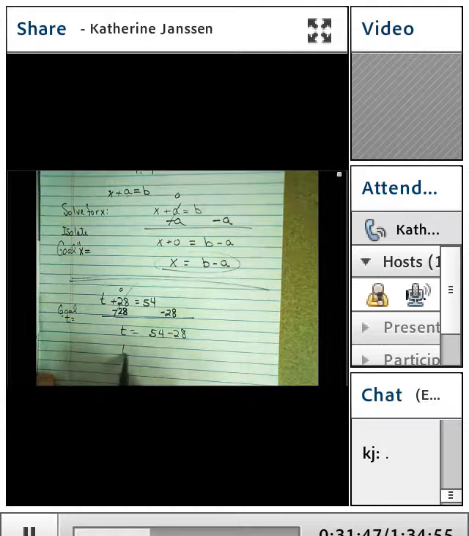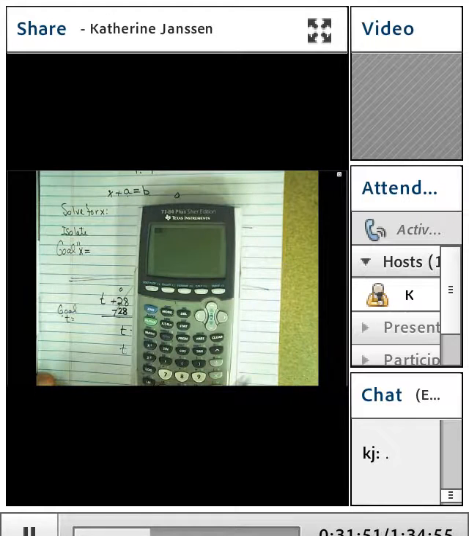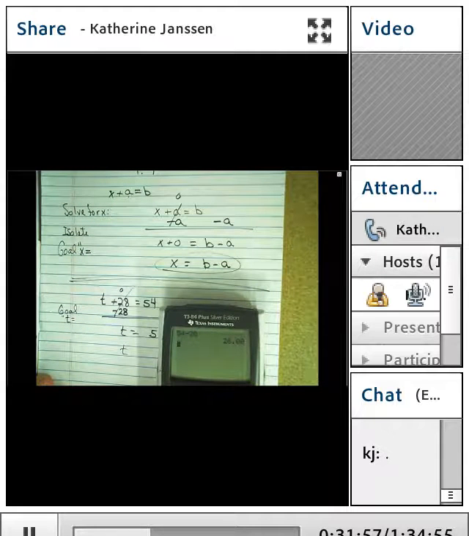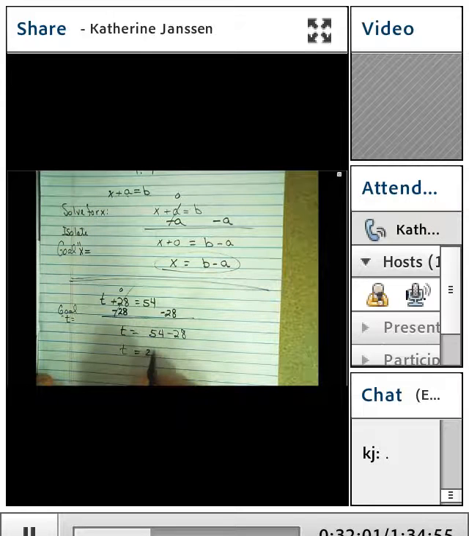And if I have 54 and subtract 28, I get 26. 54 subtract 28 is 26, which says t equals 26.